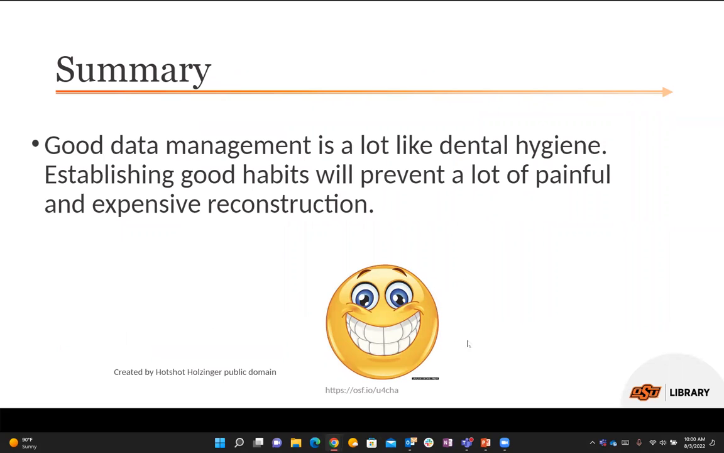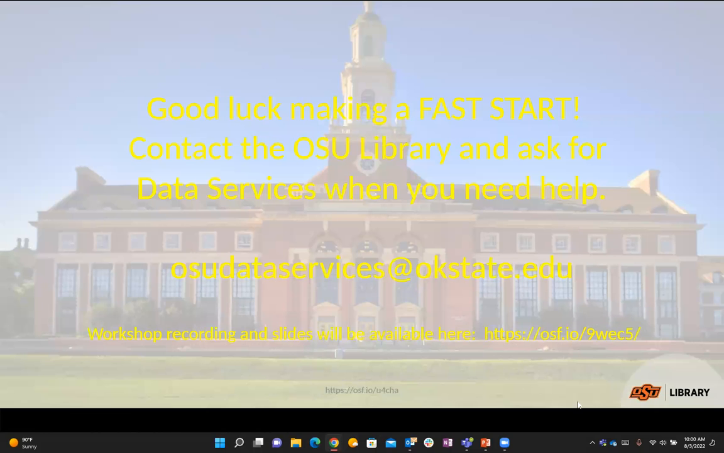Okay, so I will finish with this, which is good data management is a lot like dental hygiene. If you establish good habits, you'll prevent a lot of painful and expensive reconstruction. And with that, I will stop and say good luck.